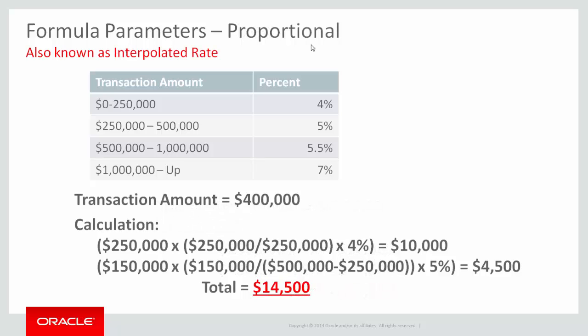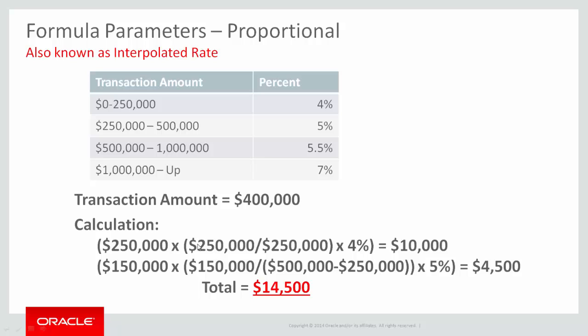The third example that we're going to use is what we call proportional. And let's talk a little bit about this. So what a proportional split is, again, the exact same rate table and the exact same transaction amount. And so the first question is, of the 400,000, does it meet or exceed the first threshold? And it exceeds it because the first threshold between 0 and 250,000 is only 250,000.